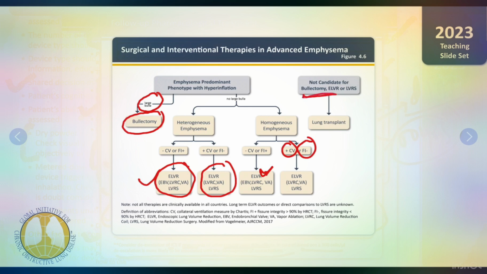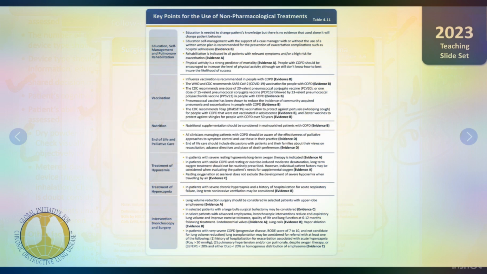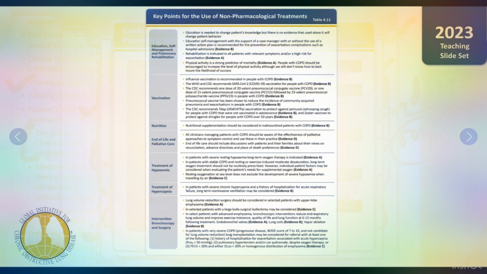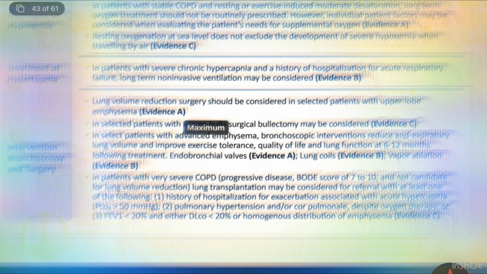They are telling, if not a candidate, if we can't do bullectomy or endoscopic lung volume reduction or lung volume reduction surgery, then we should do lung transplantation. So this is in advanced emphysema. Then comes the key point for use of non-pharmacological treatment. We have already discussed all these things. Then we should discuss one more very important thing.